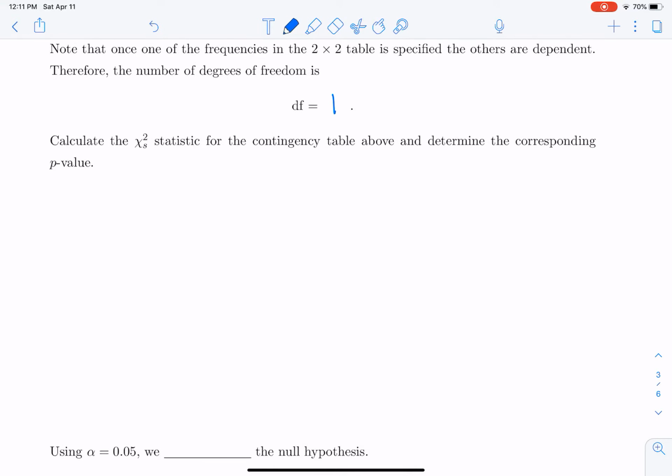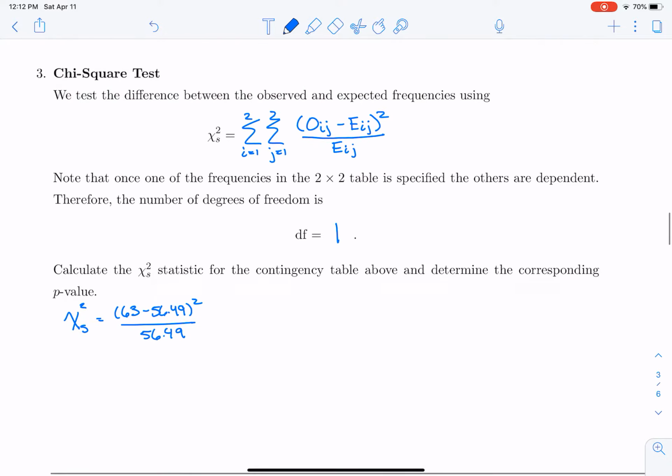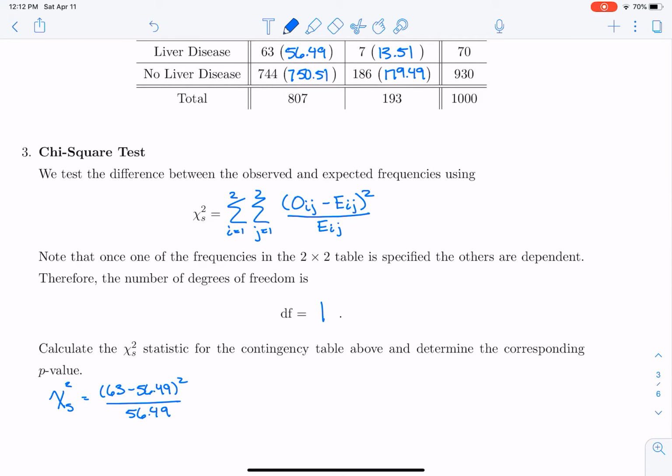So the chi-square statistic is going to be 63 minus 56.49 squared over 56.49. So I wanted you to see that first one. I've taken the observed frequency of 63, subtracted the expected of 56.49, squared that and divided by 56.49. We can do 7 minus 13.51 squared over 13.51.